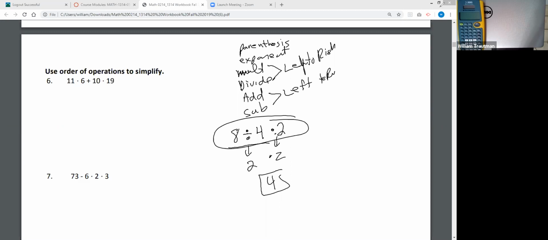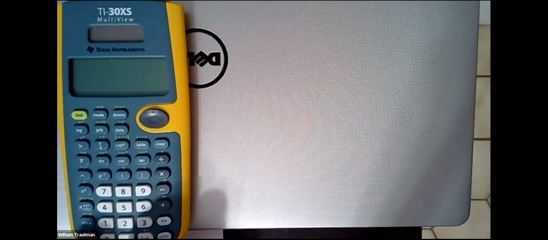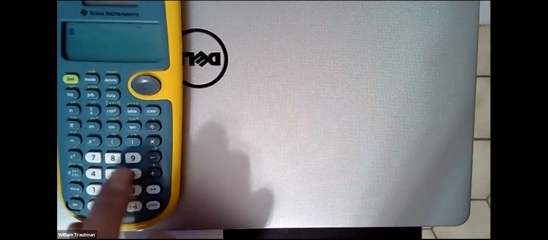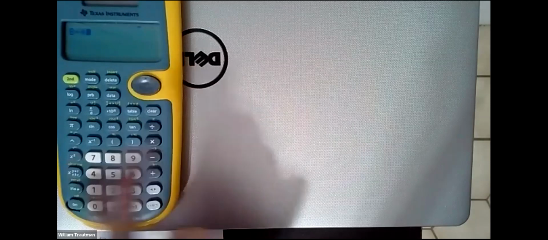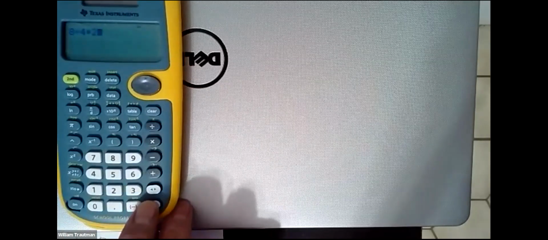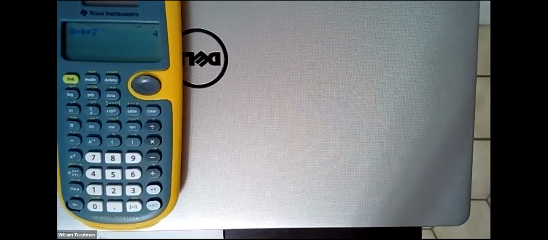So let's put this 8 divided by 4 times 2 in my calculator and show you. You type it in all at once, and do you see your calculator does the order of operations for you? 8 divided by 4 is 2. 2 times 2 is 4. They do it correctly. A lot of people think you multiply first.